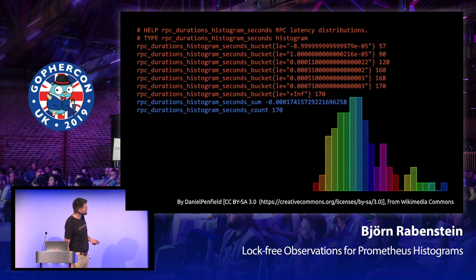The problem is that you have to do many things. It's not just incrementing one number. A histogram is essentially a bucketed counter. So you have many buckets. And what you do is something called an observation. It's often the latency of requests.